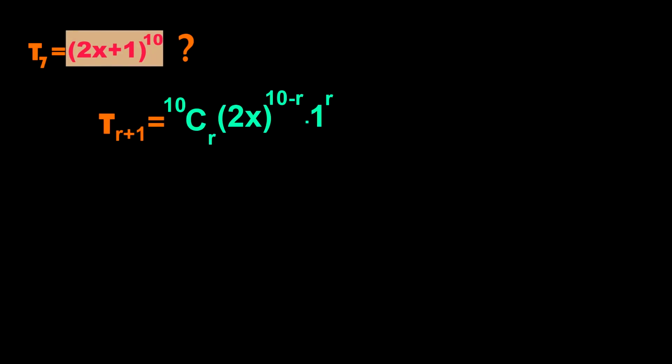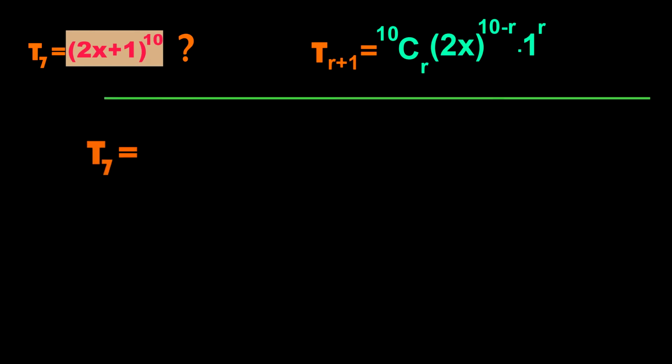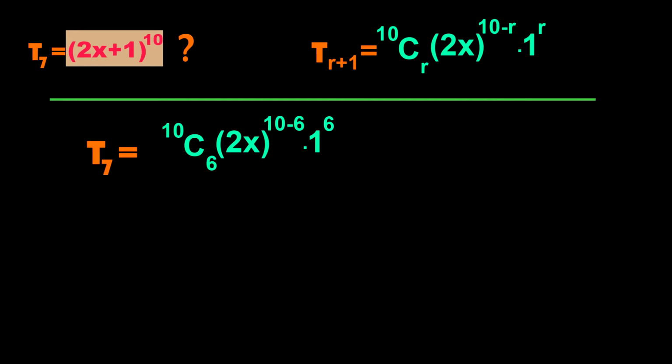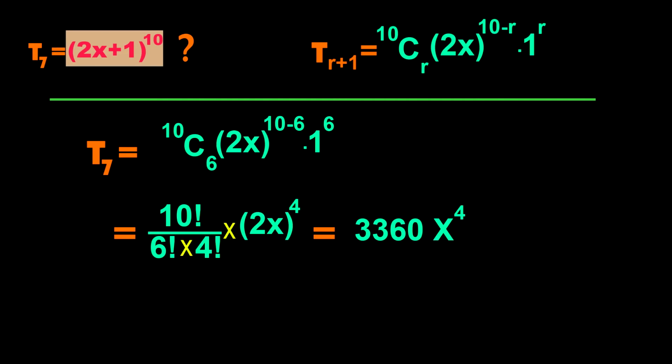Now, t(r+1) equals 10Cr (2x)^(10-r) times 1^r. We have to find t7, that is r equals 6. So t7 equals 10C6 (2x)^(10-6) times 1^6, and by calculation we find that t7 equals 3360 x^4.